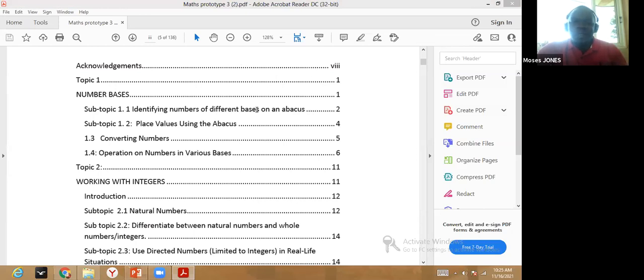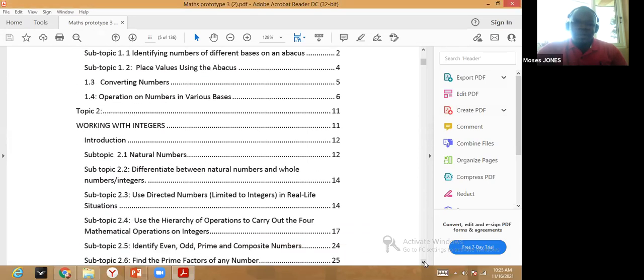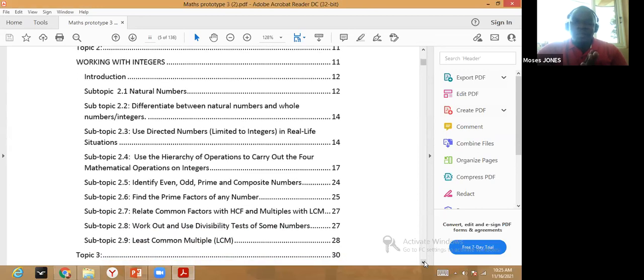So do you see that they are the same things? We have the number bases. You're going to learn how to convert numbers from one given base to another. They have base 10, base 2, base 8, base 7, all those ones. So we learn how to do those conversions again. Then, working with integers. I know we did integers: ordinary numbers, even numbers, highest common factor, lowest common multiple, the LCM and the HCF. So do you see that these are the same things? There's really nothing new here.